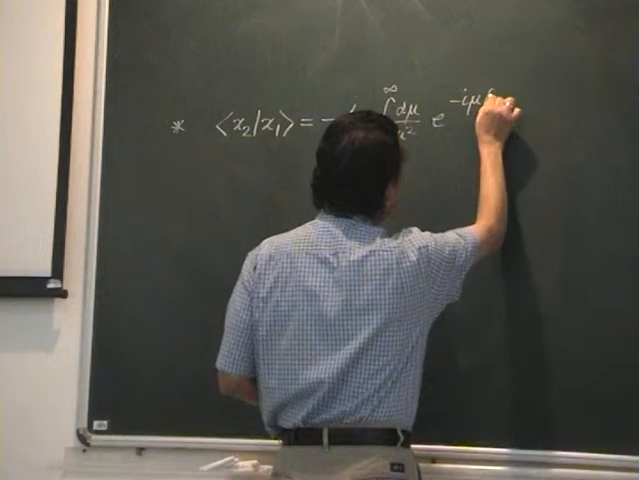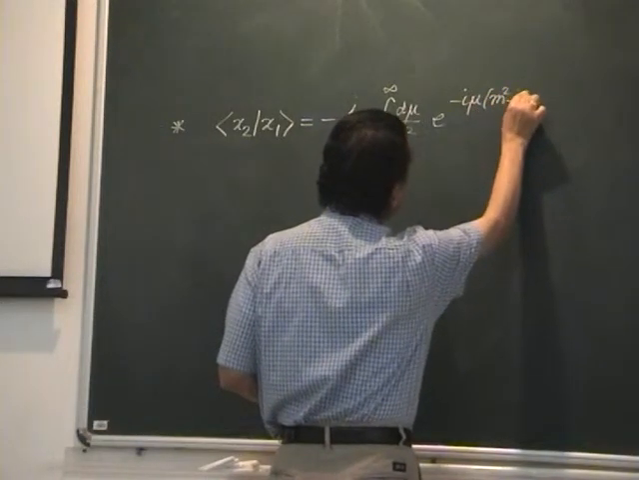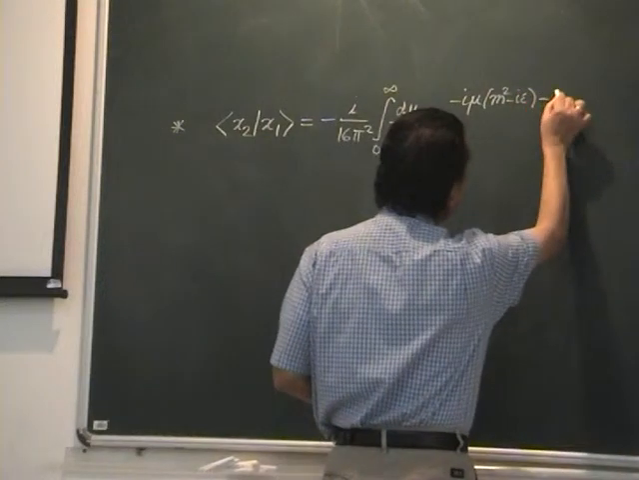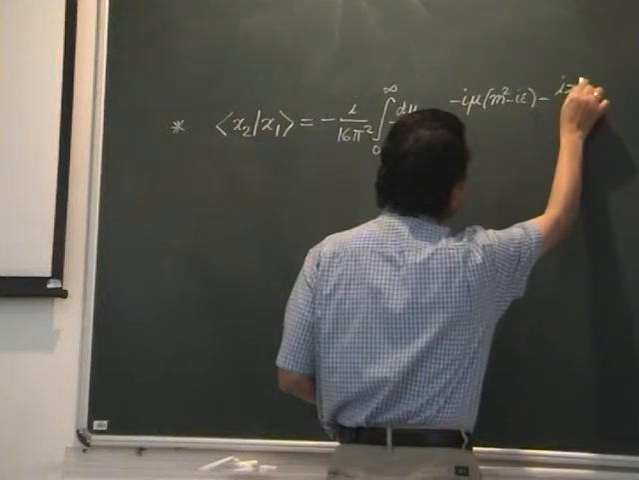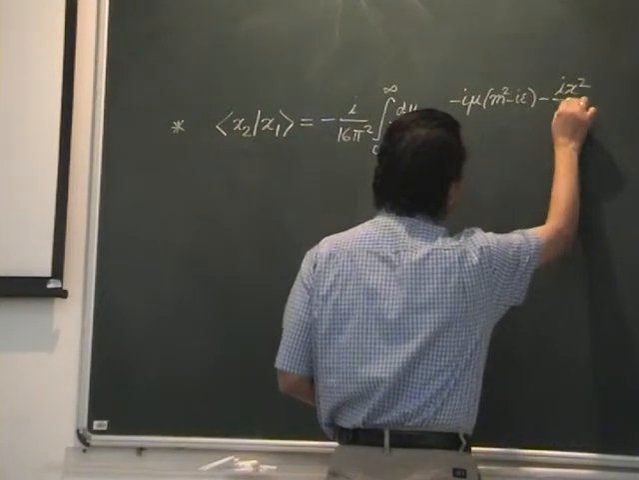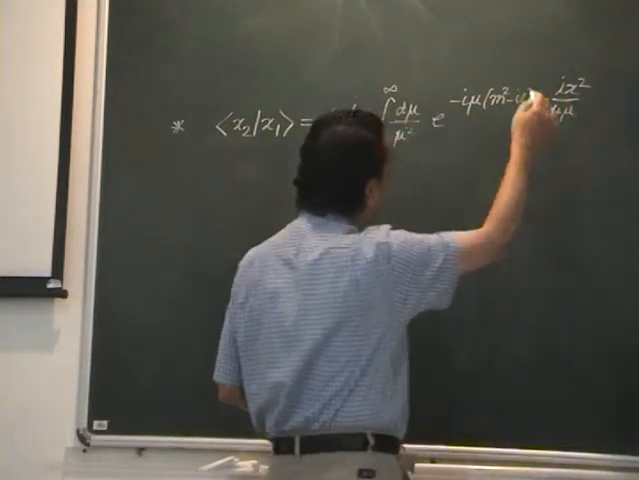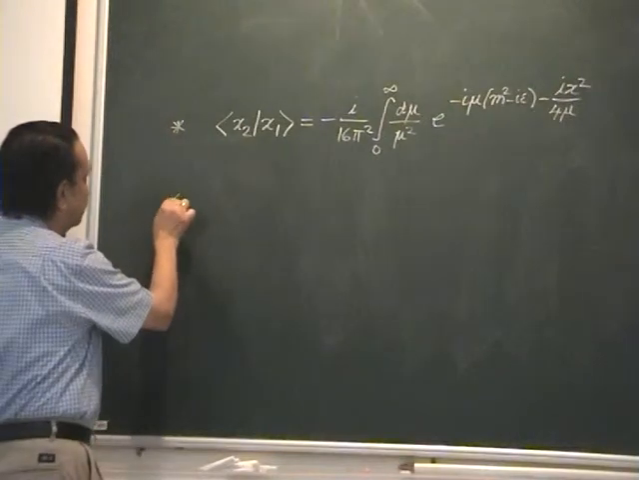We wrote it as m square minus i epsilon. We will come back to this. Then we had the term coming from the propagator, which was i x square, which is x2 minus x1 the whole square upon 4. This was our primary expression. And then we did its Fourier transform.